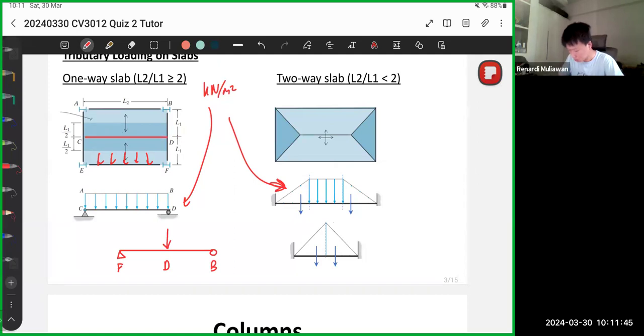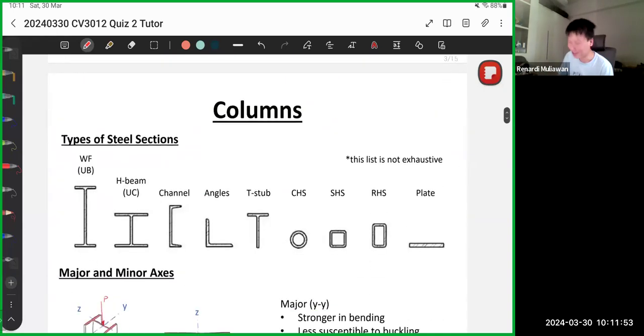Okay, so I hope y'all still remember. If y'all forget, then review from the first session. Okay, so now let's go to columns.